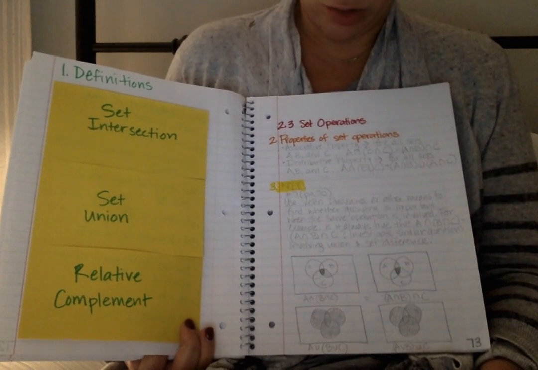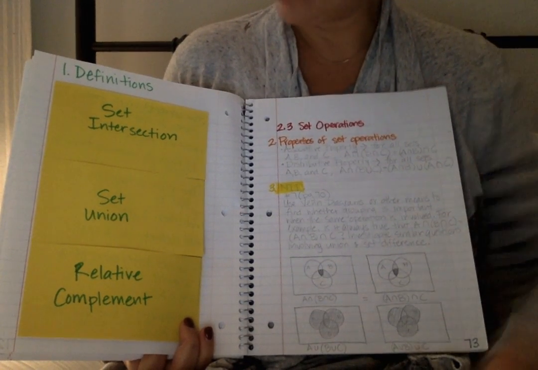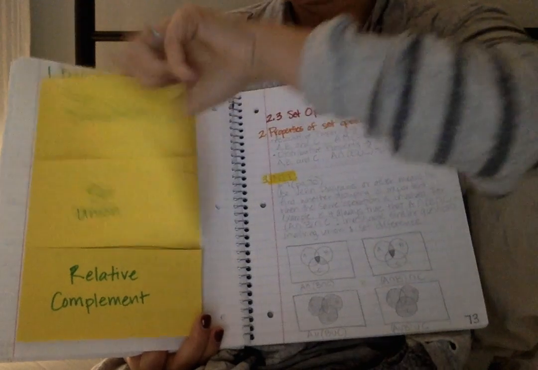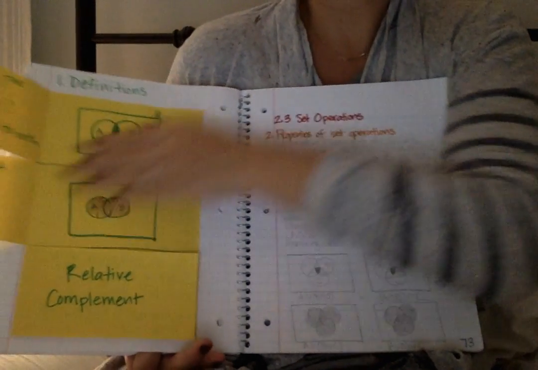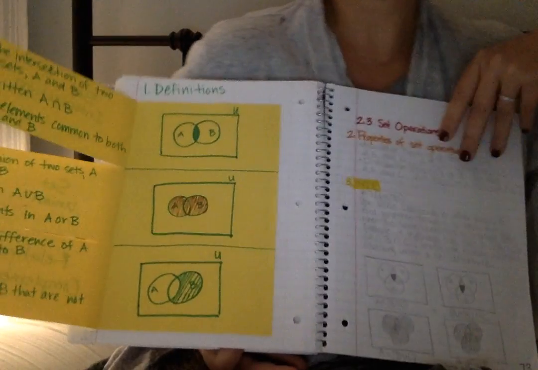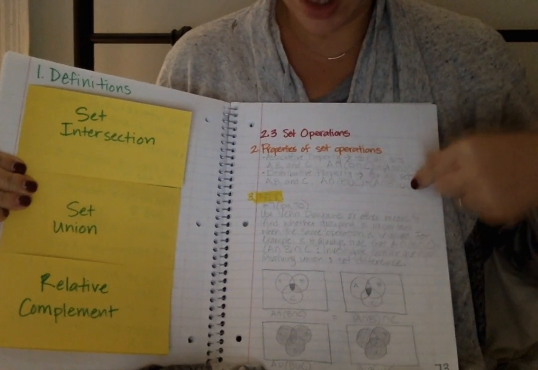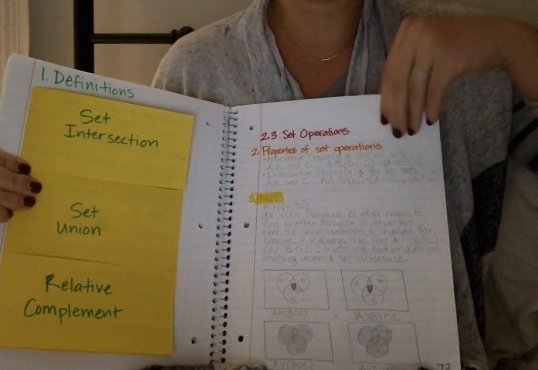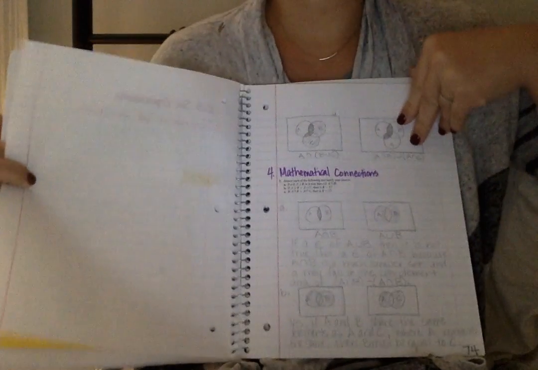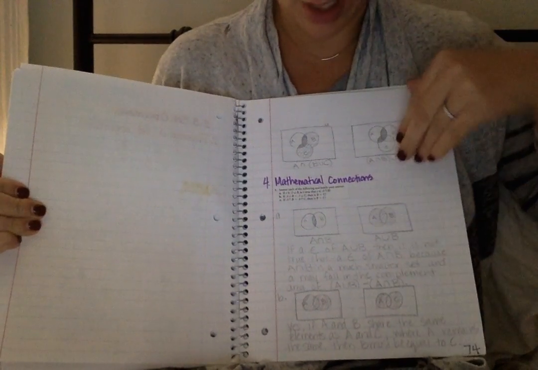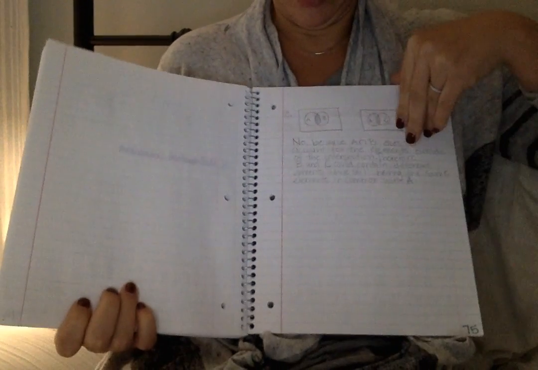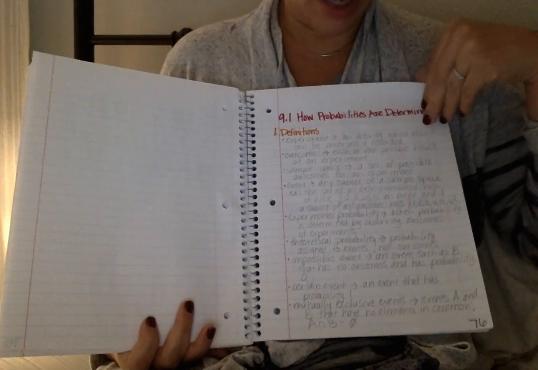And 2.3, set operations. I did the definitions in a foldable. And then properties of set operations. And now try this. And mathematical connections. Mathematical connections continued.